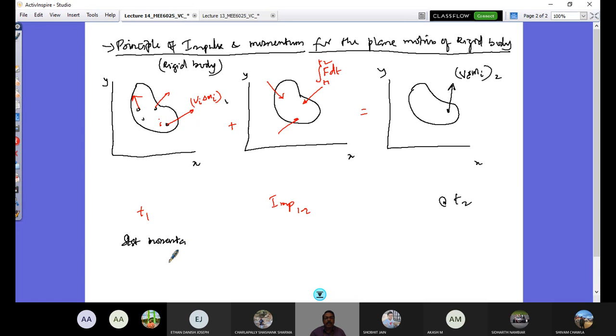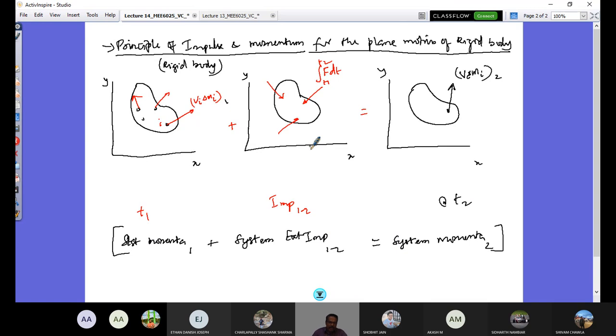It's plural, so it's the number of that. Instead of momentum, momentum is one, momenta is many. The sum of the system momenta at 1 plus the system external impulses from 1 to 2 would be equal to the system momenta at 2. So this is the principle of impulse and momentum on the rigid body that we apply.